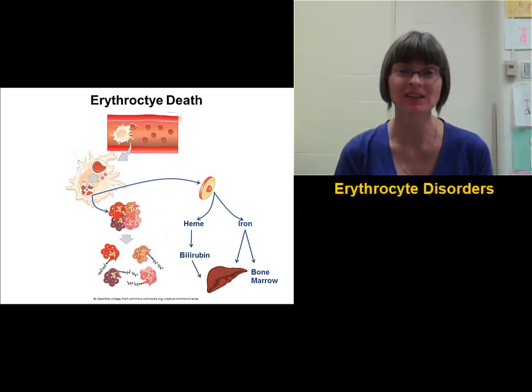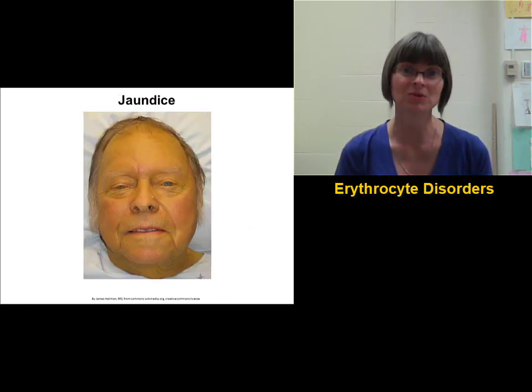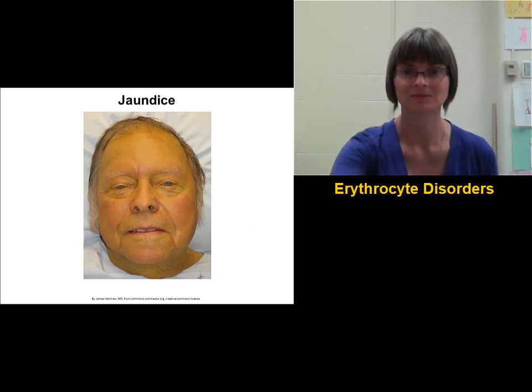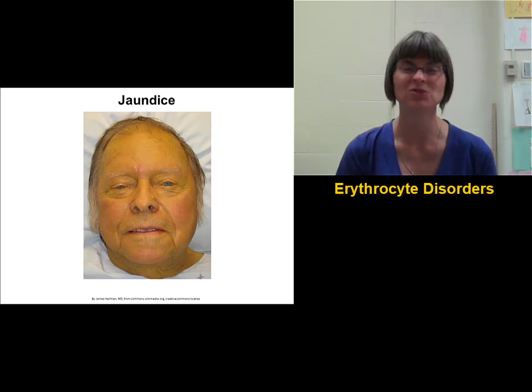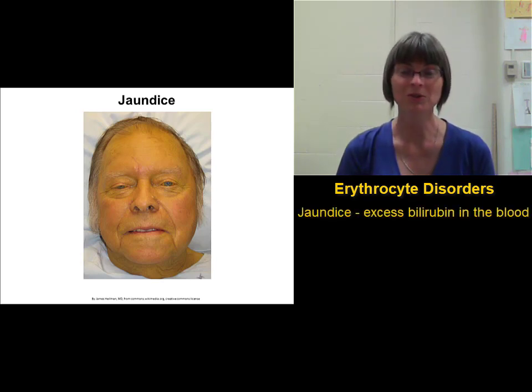One of the most interesting things to talk about with any body system are the disorders, things that can go wrong. And there are a number of disorders associated with the circulatory system. One of these is jaundice. Most people are familiar with jaundice as a yellow color to the skin. The yellow color to the skin is caused by an excess of bilirubin in the blood.